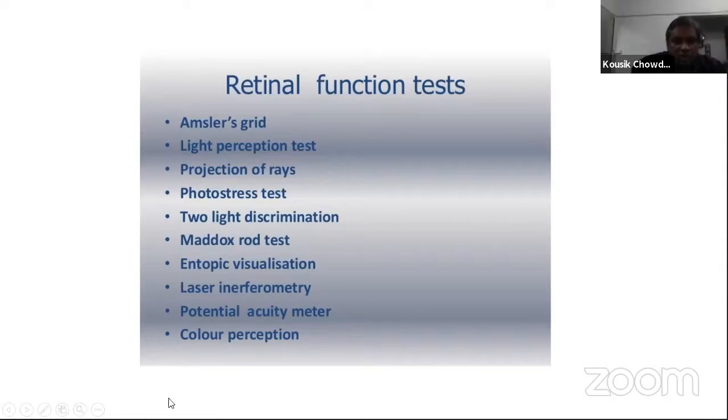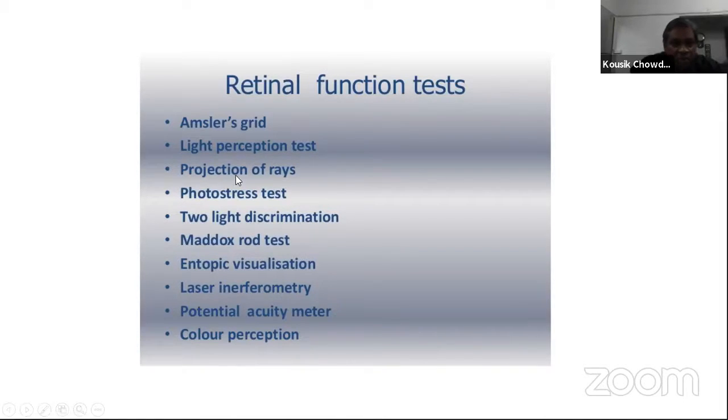Now come to retinal function tests. We usually do the Amsler grid test for ARMD patients to see whether any distortion is coming in the visual field. Then light perception test: we can perceive the light or not. This is also a retinal function test.